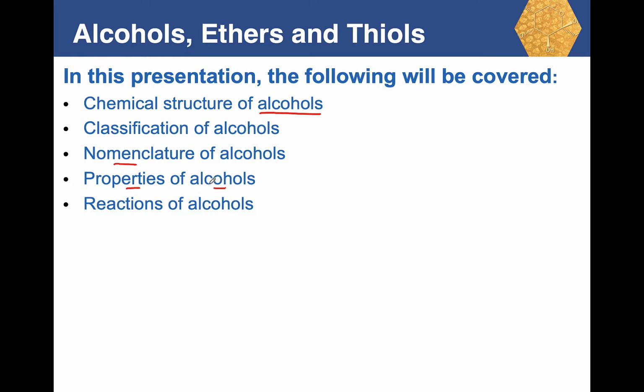Remember, the properties here are observable or measurable characteristics of a compound. And lastly, we'll look at reactions of alcohols. Of course, being a course in organic chemistry, we cannot escape the reactions that are possible for these different molecules.